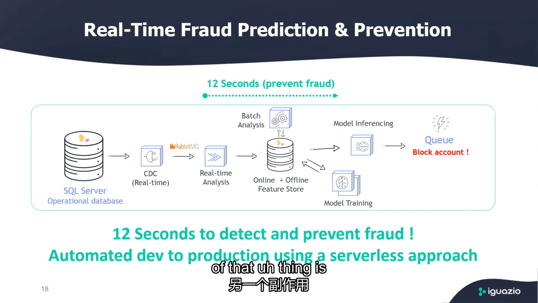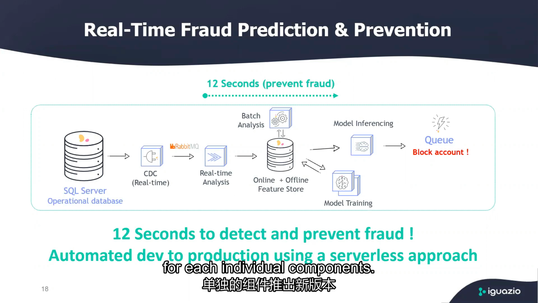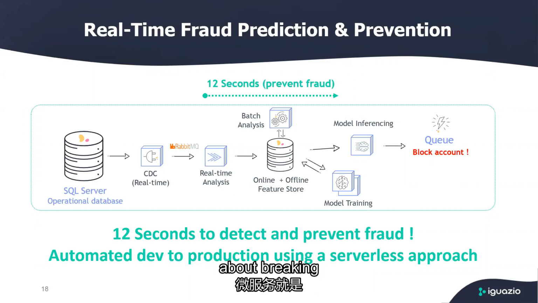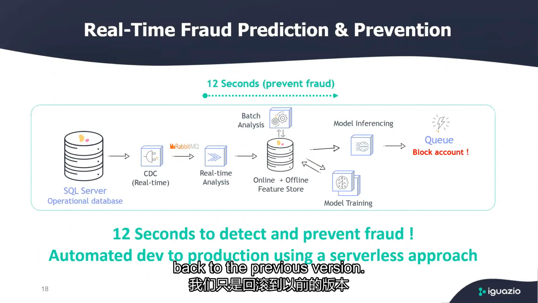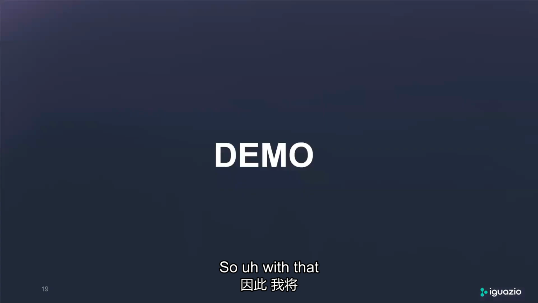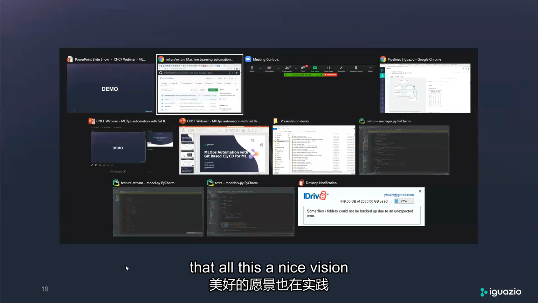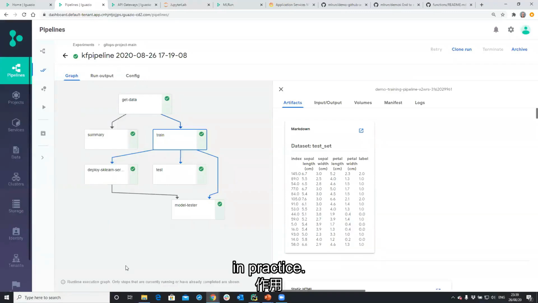Another side effect of that is that you can actually roll new versions for each individual component. You know, microservices is about breaking the monolith into individual small components. So every time we want to change something, change our model, change our analysis, etc., we just do a rolling upgrade, and a week from now we can release a new version. So moving from a cadence of 3-4 months for release, we move into a weekly cadence of versions. Worst case, something doesn't work well, we just roll back to the previous version. Nothing happened. So with that, I'm going to show you a demo, and to show that all this nice vision is also working in practice.